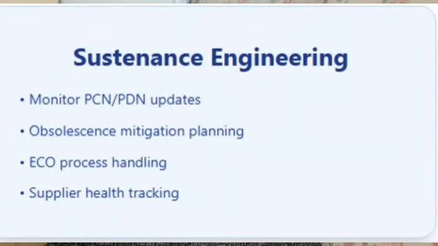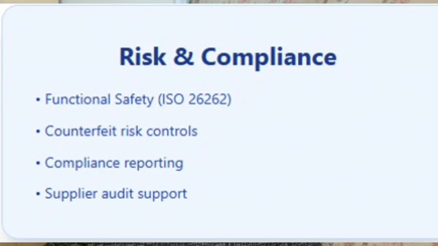And fourth comes sustenance engineering. In sustenance engineering, we are talking only about obsolescence, how obsolescence is triggered by the different vendors and how we can address that. And next comes risk and compliance. Whenever we select a set of components, we should know what risk is associated with that component, how we tackle it, and how well it complies with different industry standard grades.